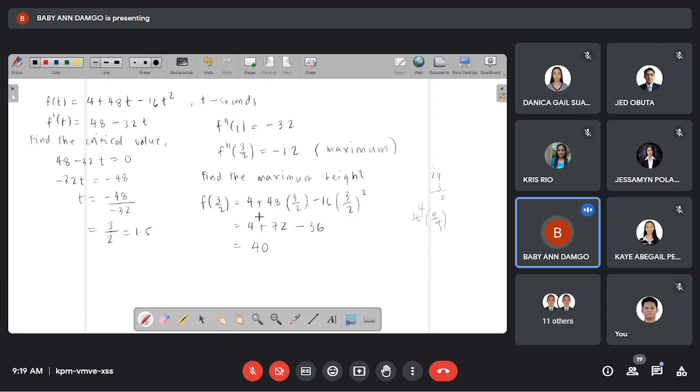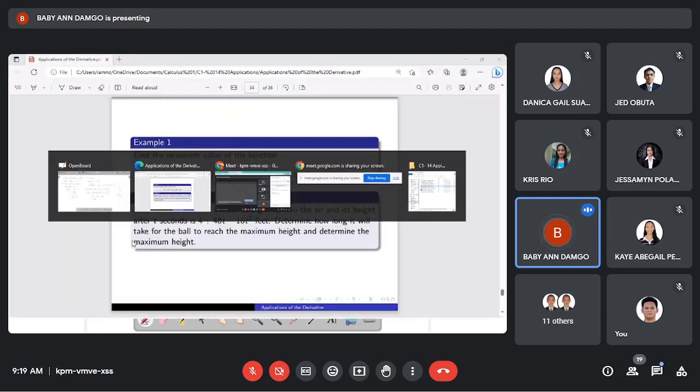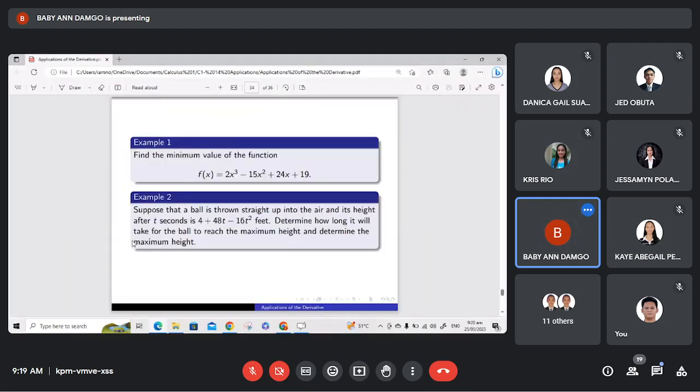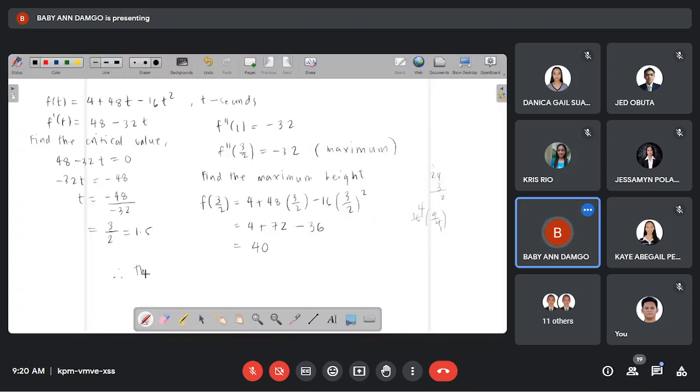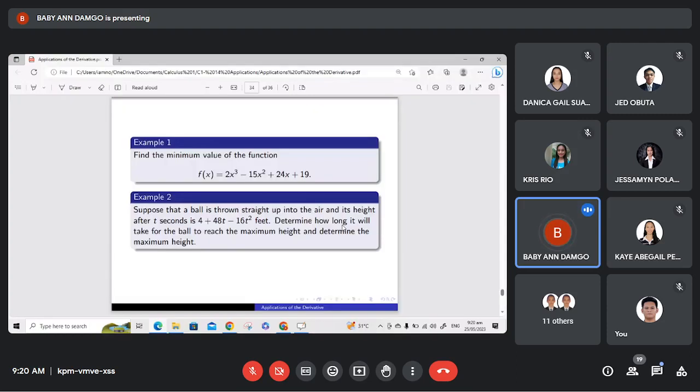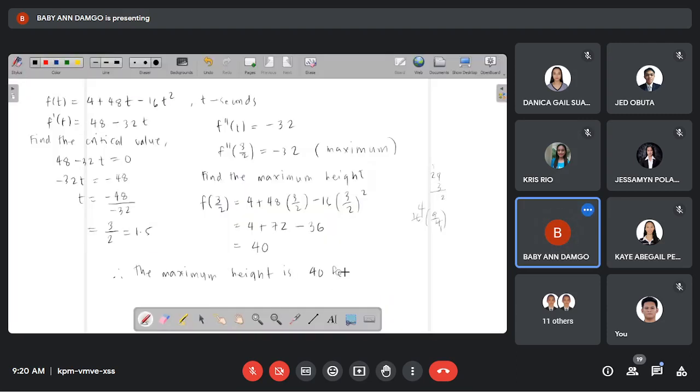So meaning, therefore, the maximum height is 40 feet at 1.5 seconds. Okay? So this is the final answer. So, any questions?